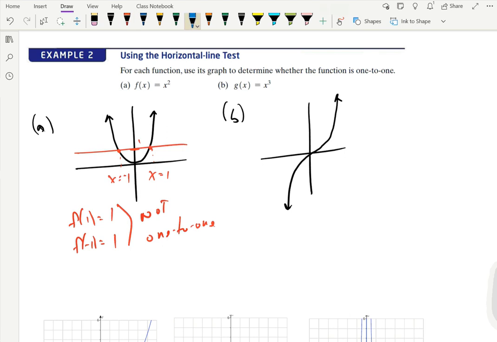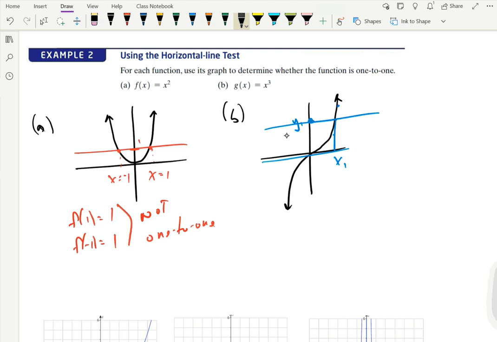If I take a look at the x cubed function, as I draw horizontal lines through here, it doesn't matter where I draw the horizontal line, it only ever crosses at one spot. So for every y value that I take a look at, let me come back through here and take a look at some y values. If I do this one here, for this y value, I can read across and come up with a particular x value. So at y1, I come up with an x1.